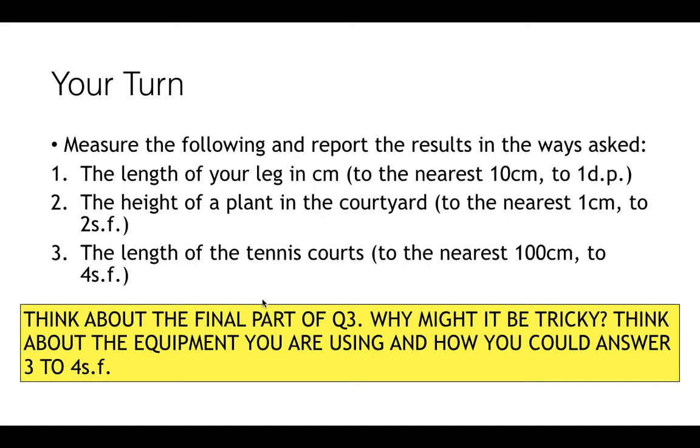And I want you to think about the final part of question 3, because it might be a little bit tricky. I've given you a trundle wheel to measure the tennis courts. So you need to think about how a trundle wheel works and the fact that you need to be answering to 4 significant figures. So you need to work out how you are going to manage that. Okay, off you go.